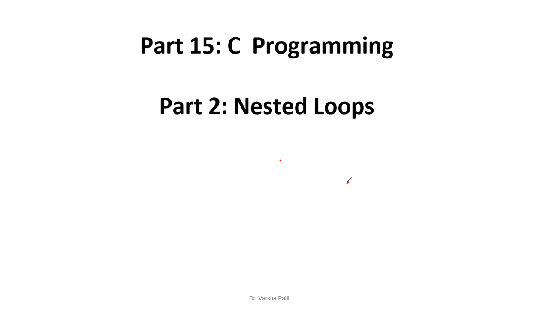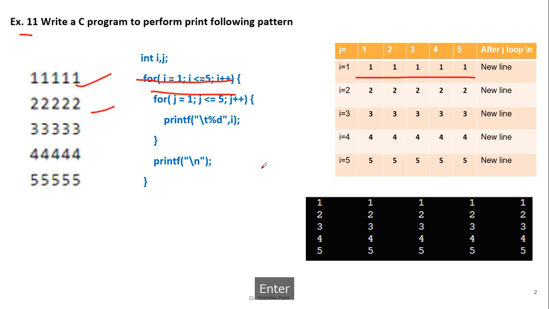This is the 15th video on C programming, and in this video I am going to take additional exercises of nested loop. Now see program number 11. Write a C program to print the following pattern. Now see in this example, 1, then 2, 3, 4, 5 pattern is there.